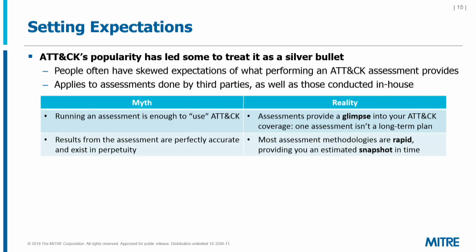It's going to change over time as adversaries change, and as your own internal SOC procedures change. The second myth is that the results from the assessment are perfectly accurate and exist in perpetuity. Really, ATT&CK assessments and coming up with that chart, that's just a snapshot in time. That isn't something that exists for the next couple of years. It's something that shows you what's going on right now.